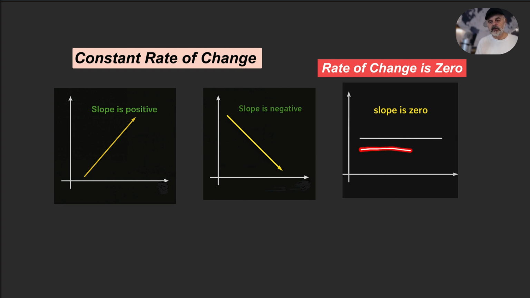Occasionally, you'll see that the line is horizontal on the diagram. That means you cannot say that there's no rate of change. The rate of change is 0.